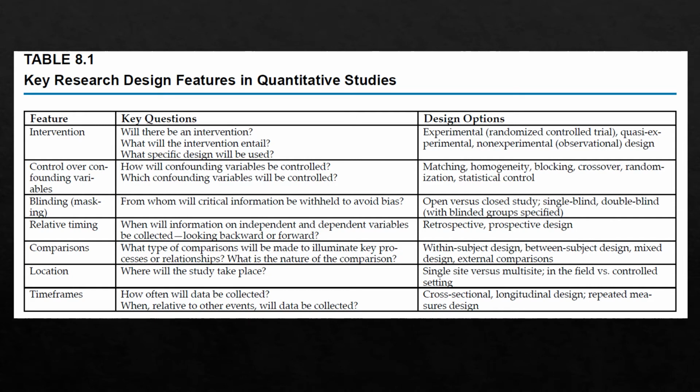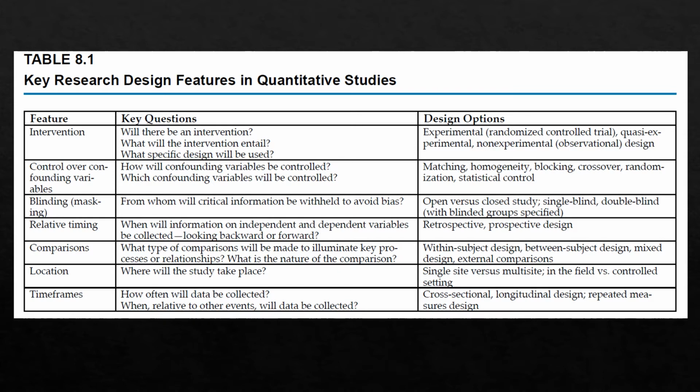This table shows us the key research design features in quantitative studies. So for example, in this first column are the features, and then you have the key questions, and in the third column would give you some design options. For example, if the feature is an intervention, your key question would be, will there be an intervention and what does it entail? So your design options here would be experimental study, or it could be a quasi-experimental if you don't do randomization, or non-experimental, or observational design.